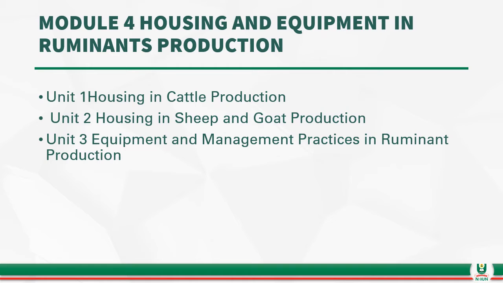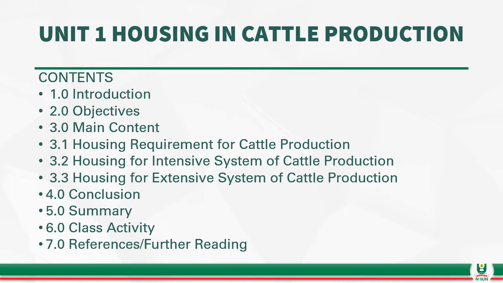As said earlier, we are looking at the issue of housing and equipment in ruminant production. We'll look at the housing in cattle, housing in sheep and goats, and the necessary equipment and management practices in these ruminant animals. Housing in cattle: we'll look at the introduction, the objectives, the housing requirements for cattle production, housing for intensive system of cattle production, housing for extensive system of cattle production. We will look at conclusion, summary, take some class activity, and then references for further reading.